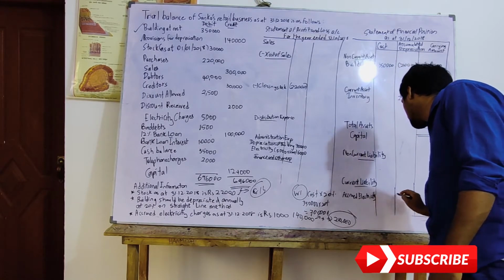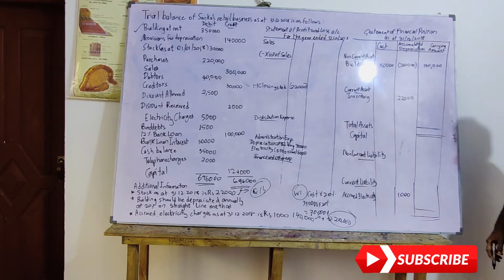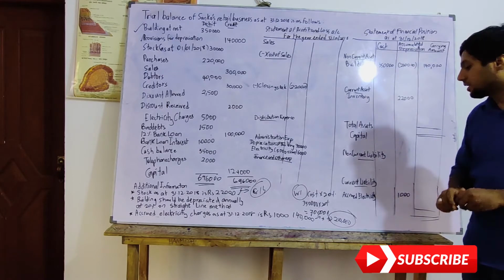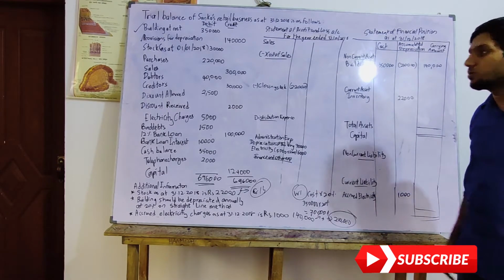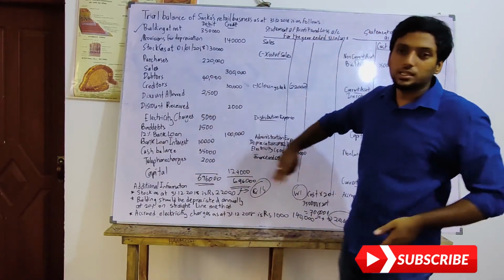So I can show here, as I said, always use the second column: 1,000. So accrued electricity is 1,000. Once you have written these accruals, you are almost done with this additional information. Now it's just the easy part, just to record the things in the correct places.